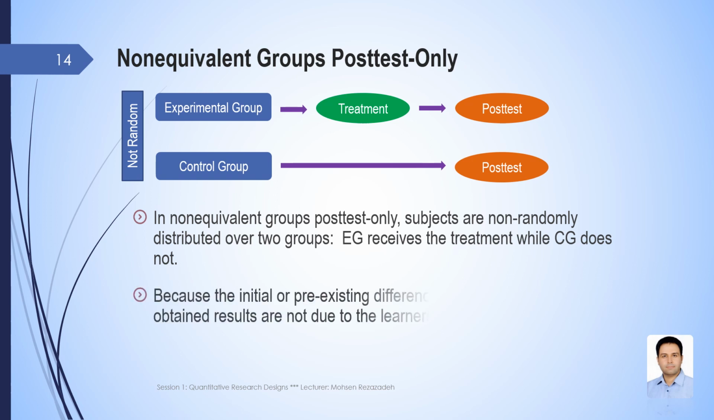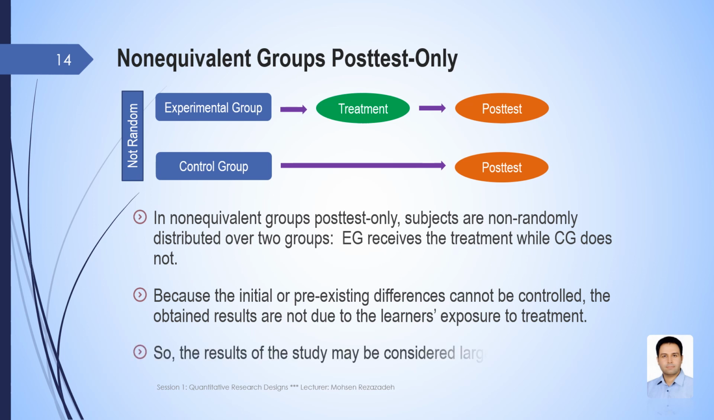And because we don't have any pretests, there is a problem here. And the problem is that the initial or pre-existing differences cannot be controlled. So the obtained results are not necessarily due to the learner's exposure to the treatment. You cannot guarantee that the difference is because of the treatment, because we don't have any pretests. So the results might be considered as largely uninterpretable. So we need a better design in which we have the pretests.